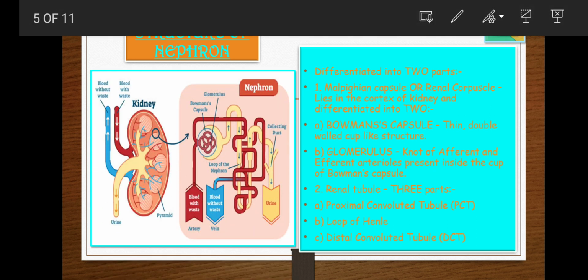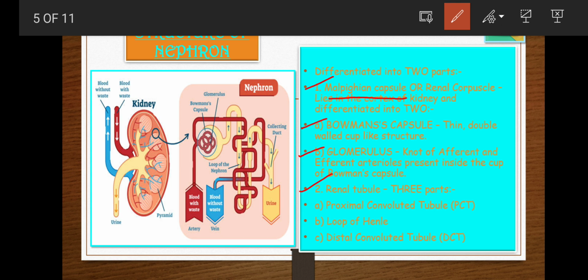The nephron structure is mainly divided into two parts: the Malpighian capsule or the renal corpuscle, and the renal tubule. So let's discuss about them one by one. The first one is the Malpighian capsule or the renal corpuscle. They lie in the cortex of the kidney and they are further divided into two parts: the Bowman's capsule and the glomerulus. The Bowman's capsule is a thin, double-walled cup-like structure, and it is the filtration structure in the mammalian kidney that generates the urine in the process of removing the waste and the excess substances from the body.